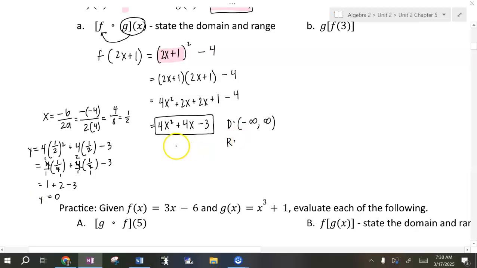So my range, let's see, does this open upward or downward? It has an a value that's positive, so I know it's going to open up. This vertex is (1/2, 0), but the range only depends on the y value. The lowest y value of the parabola is 0, and the highest y value is infinity.